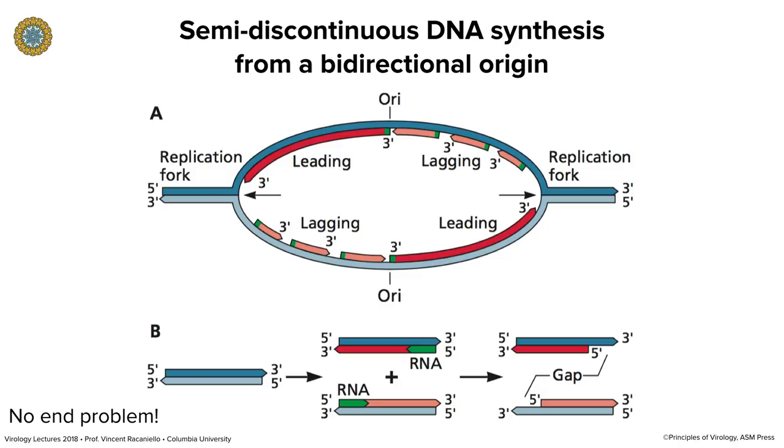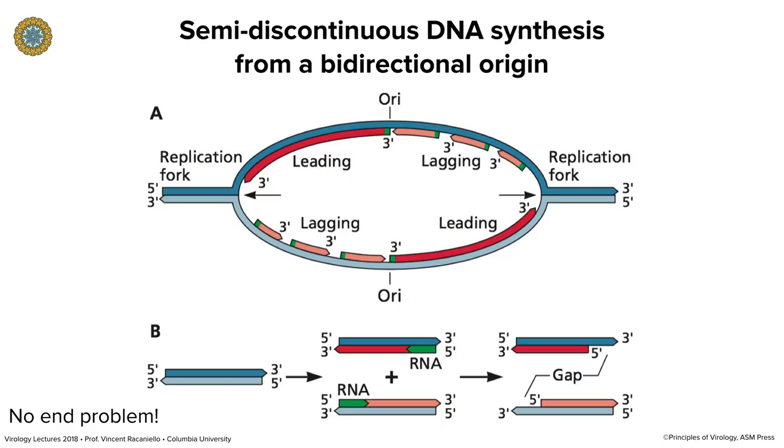There's no end problem here. Why? There's no end, right? It's a circle. Brilliant. We don't have circles in our chromosomes, unfortunately, but there's no end, and you just go all the way around the circle. And if you started with an RNA primer where that DNA ends, you just have to get rid of the RNA and fill it in. No end problem. So that's one solution to the 5' end problem. You simply have a circular DNA genome.